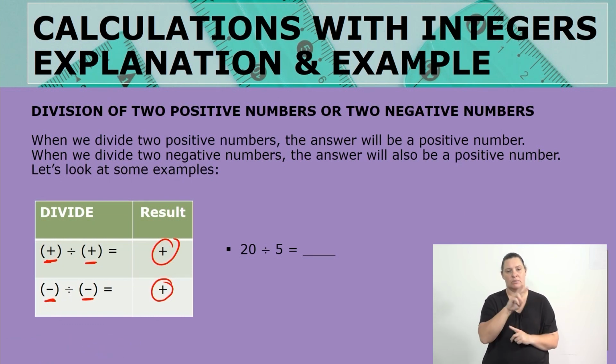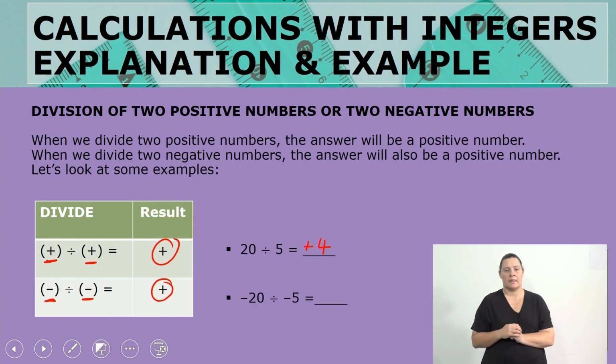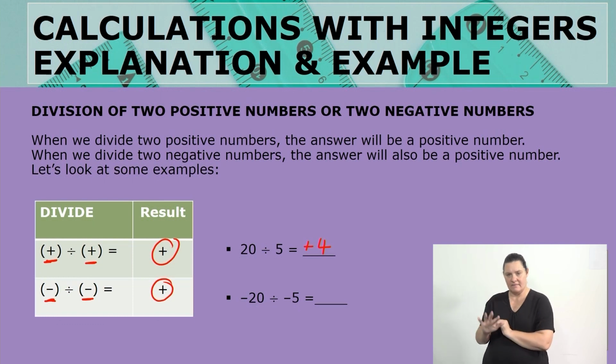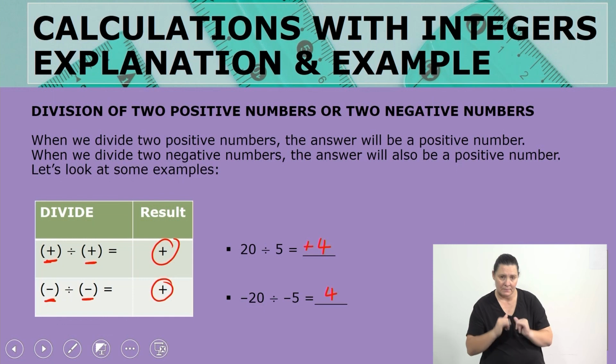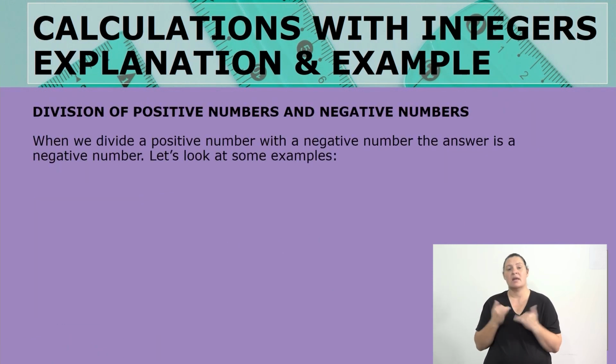Let's look at an example. If I have a positive 20 divided by a positive 5, this is a positive divided by a positive, my answer is going to be a positive number. What is 20 divided by 5? Our answer is 4. What about if those numbers are both negative? So I have a negative 20 divided by a negative 5. A negative divided by a negative, my answer is going to be positive. And then what is 20 divided by 5? My answer is going to be 4. Are you understanding this? Are you getting the same answers as I am? I know you are.